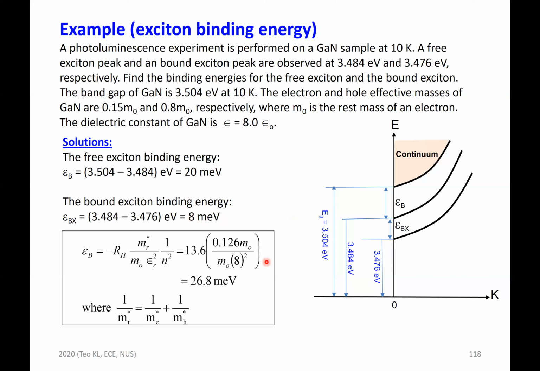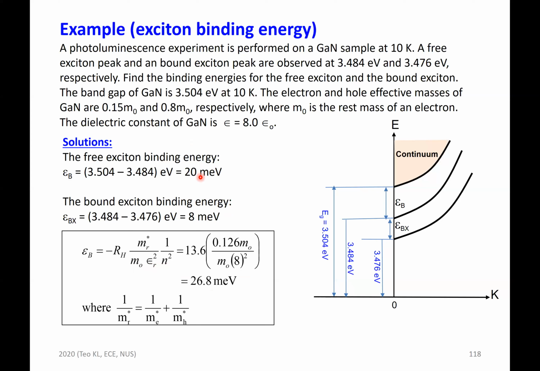Now, if you were to calculate using the formula for the binding energy of the exciton, as we have discussed before, the reduced mass can be calculated since the electron and hole effective masses are given. R_H is 13.6, epsilon_r is 8, and n, let's say we take equals 1, we get about 26.8 meV, not too far off from the experimental result of the free exciton binding energy.